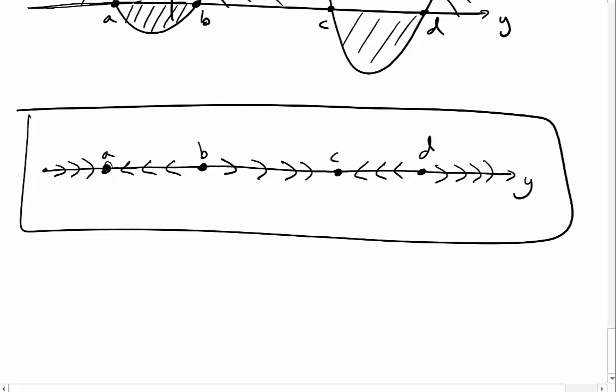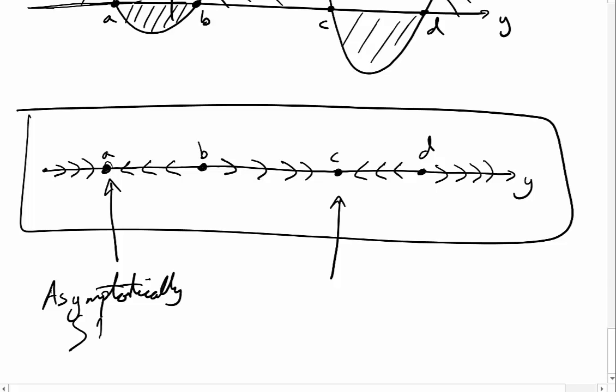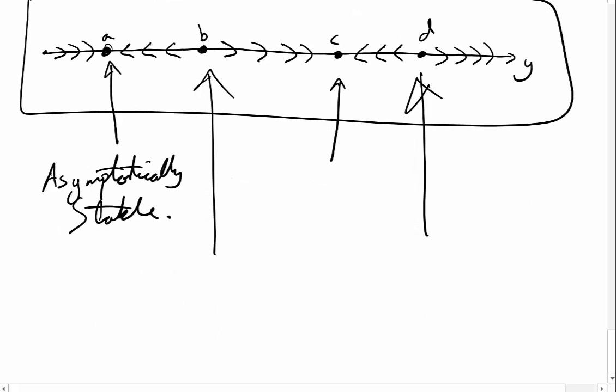Okay, and I can actually give those special names. I can say that A and C are asymptotically stable. And all that basically means is that I'm moving towards my equilibrium point. Right? But here at B and D, I'm unstable. I'm unstable because I'm moving away from my equilibrium points. Alright? So that's kind of the difference between stable and unstable.